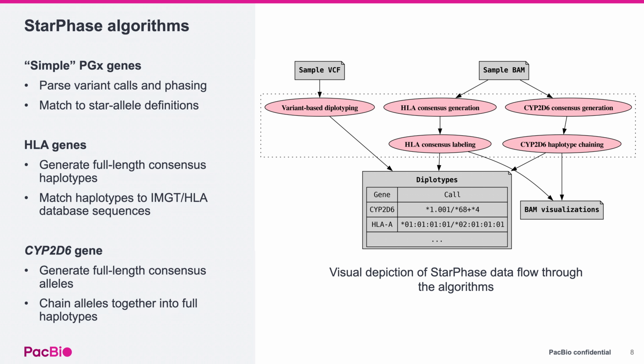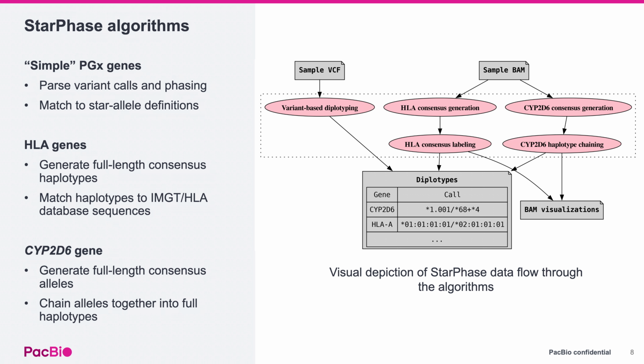The second branch basically captures all of the HLA genes. For these, we run a full-length consensus algorithm, which generates an assembly for each haplotype, and those sequences are then matched to the IMGT HLA database, which is reported as a diplotype call in our output file. Because we have these consensus sequences, HLA also includes a BAM visualization where we realign the reads back to the consensus sequences. That way someone can come behind and inspect the result.